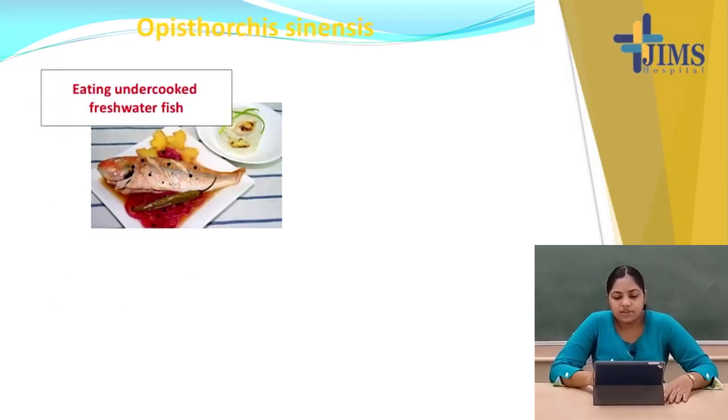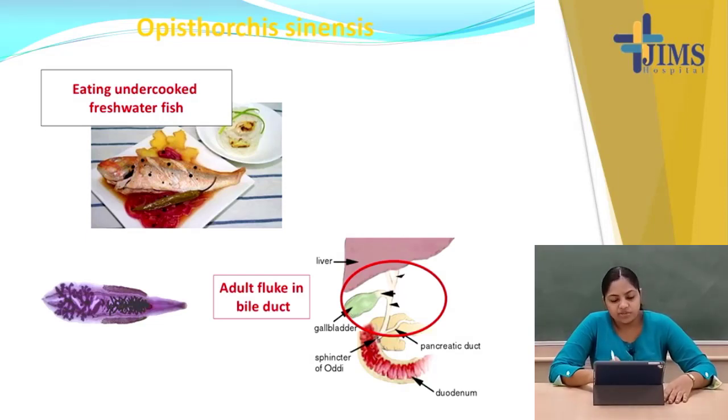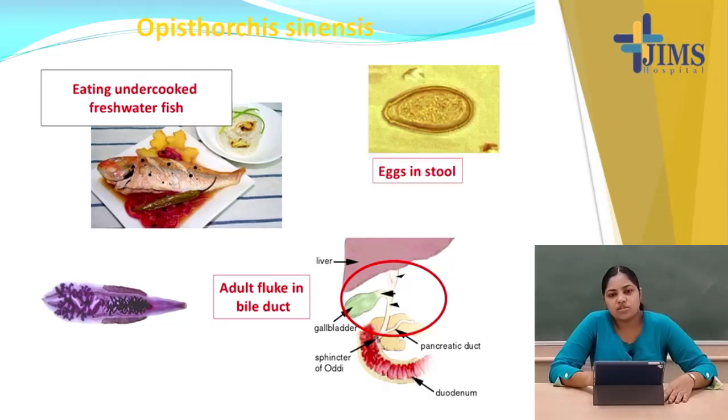So coming to the other species, Opisthorchis sinensis also mainly causes liver infection, a liver fluke. Mainly it is acquired by eating undercooked freshwater fish. The eggs are passed in the stool, and adult flukes are mainly present in the liver as well as the gallbladder. The adult worm is broad at the anterior end and has an oral sucker and a ventral sucker. This is also monoecious; both male and female are present in the same worm.